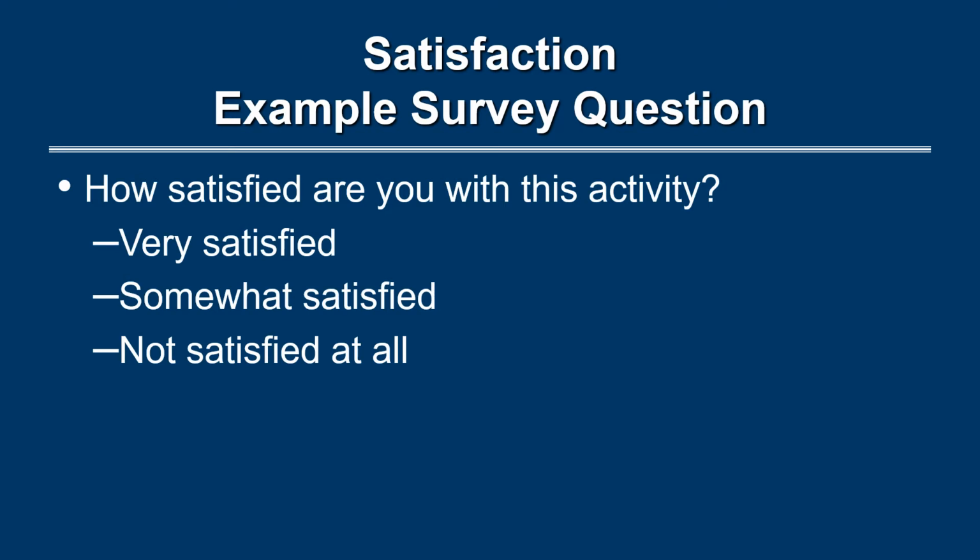Let's take a look at some example survey questions. This is an example of a common way to measure satisfaction. This question has a 3-point scale with different degrees of satisfaction: very satisfied, somewhat satisfied, and not satisfied at all. The person filling out the survey would pick the one that describes their feelings about the activity. The outcome would be the percent of people who say that they're very satisfied with the activity.